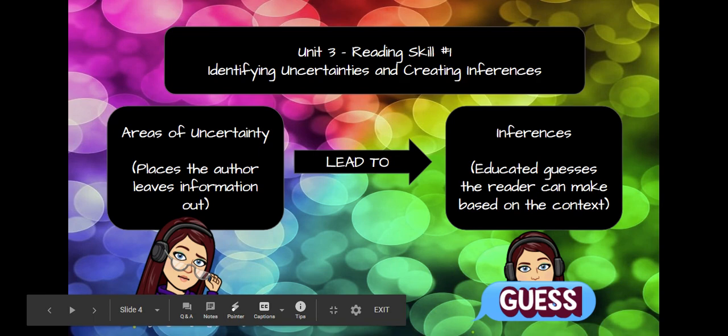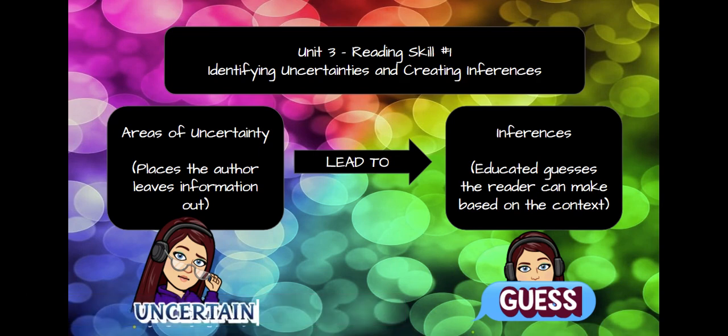This video is going to refresh your memory about reading skill 1 and 2 of Unit 3. Let's start with reading skill 1, where we're identifying uncertainties and creating inferences. Authors here are going to leave us areas of uncertainty. These are places that the author purposely leaves out information.